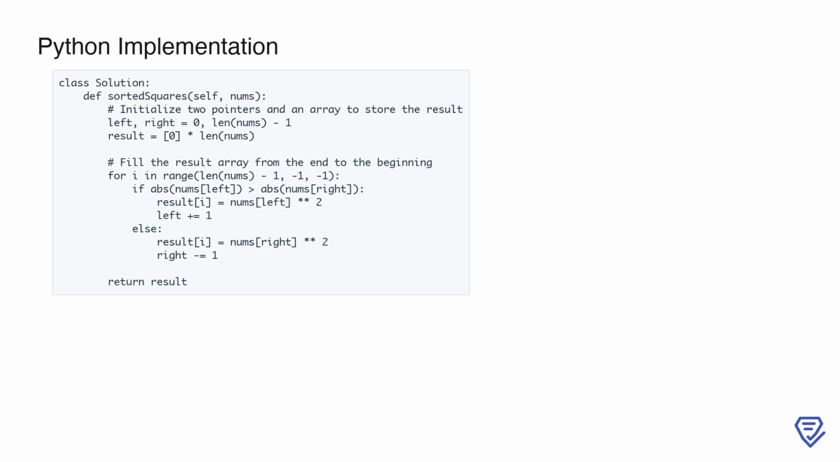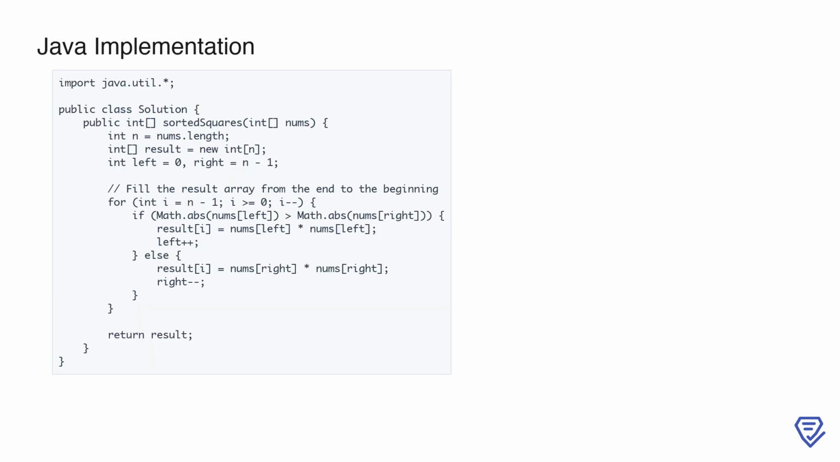The space complexity is O(n), due to the use of the result array. This approach is both efficient and easy to understand, making it well suited for solving the problem within the constraints provided by LeetCode. This is the Java implementation of LeetCode problem number 977, squares of a sorted array.